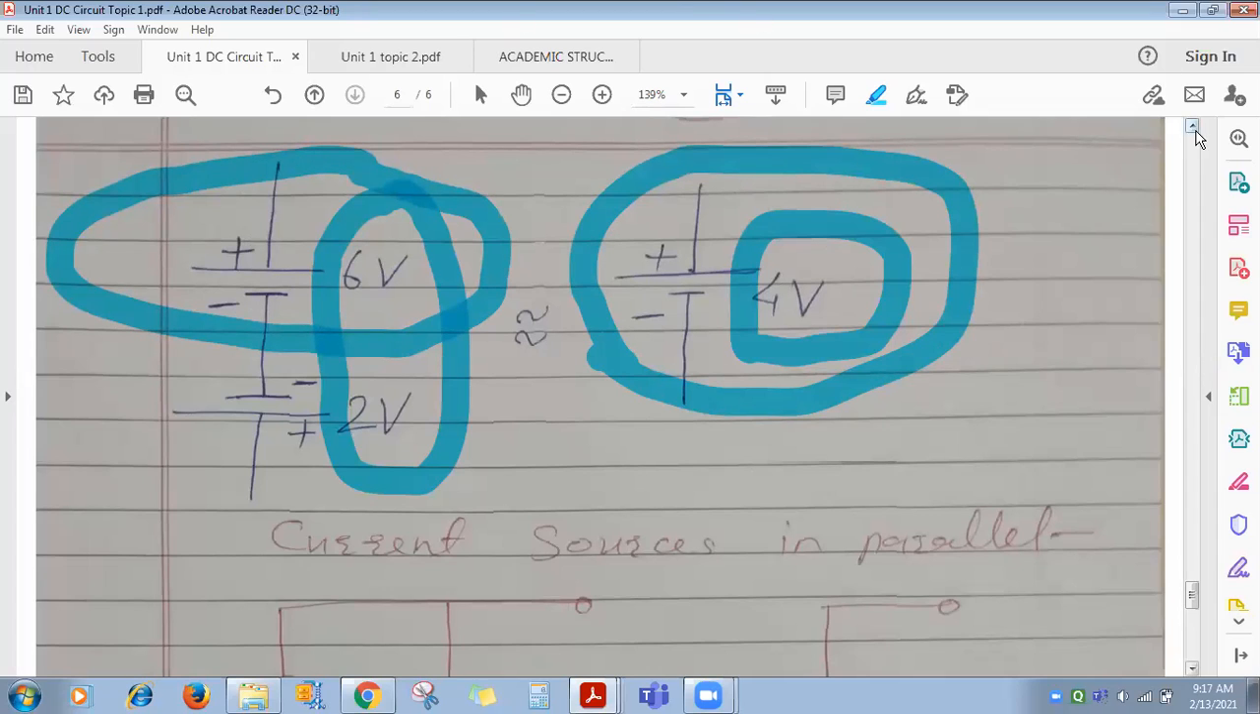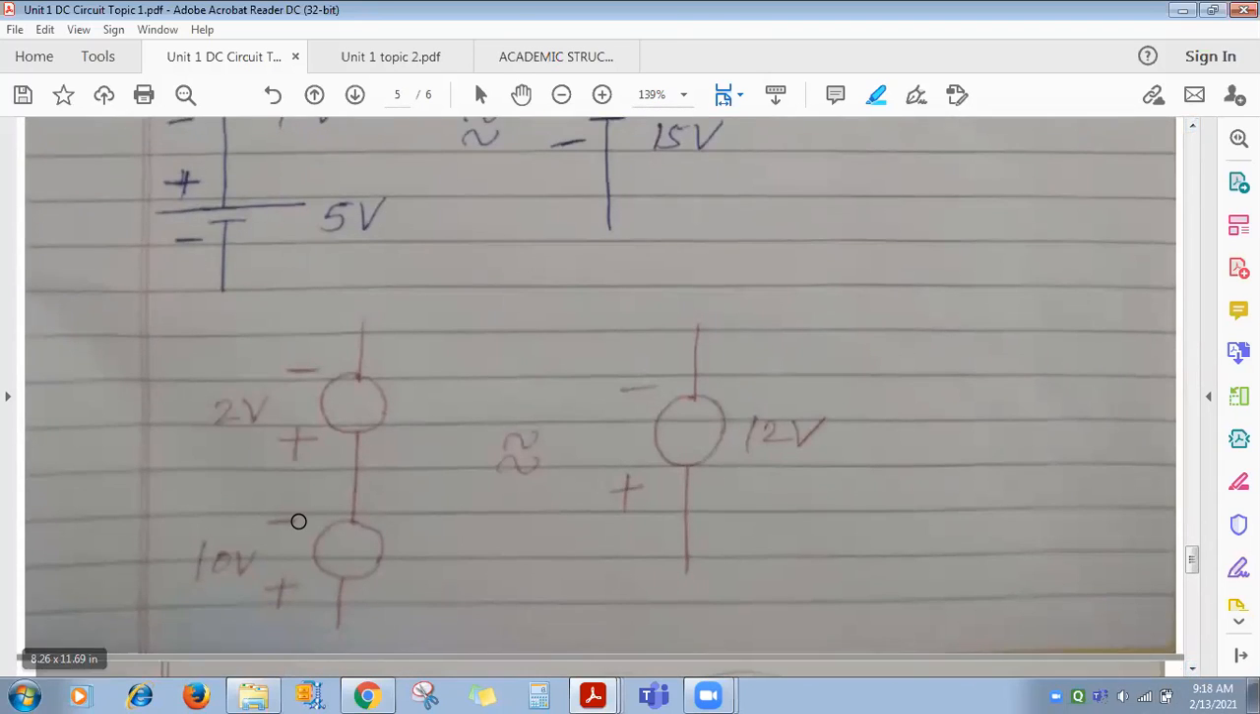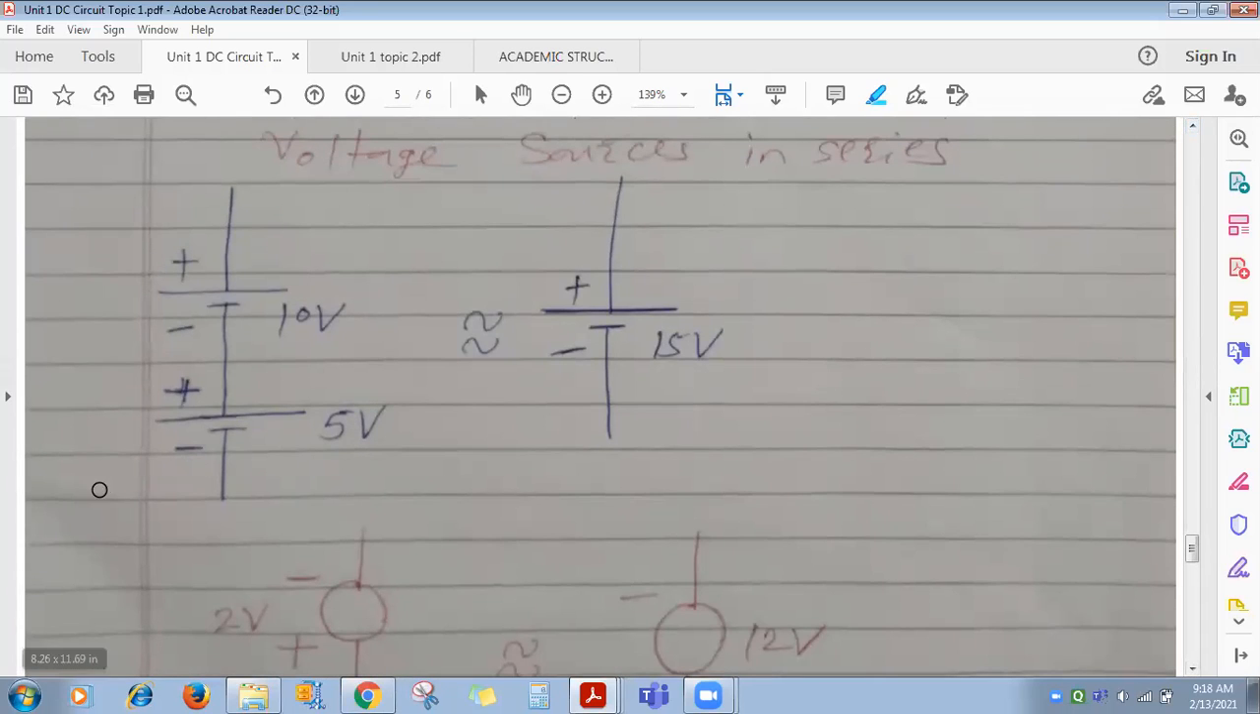When can you add them? When the polarity sequence is the same, alternating: plus, minus, plus, minus. Then add them. The polarity should also be in the same sequence. Lower is positive, upper one is negative. Or if it is like this, from lower to top, minus, plus, minus, plus, alternate signs are there. Add them, 15 volt. And what will be the polarity? Same. Lower one is minus, upper one is positive.